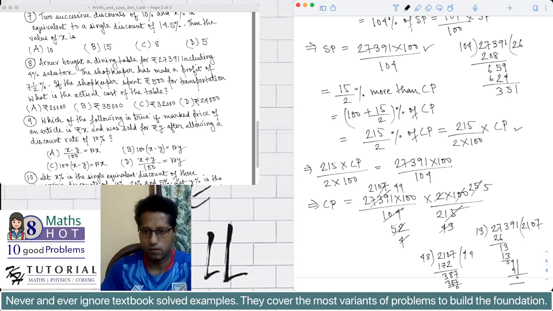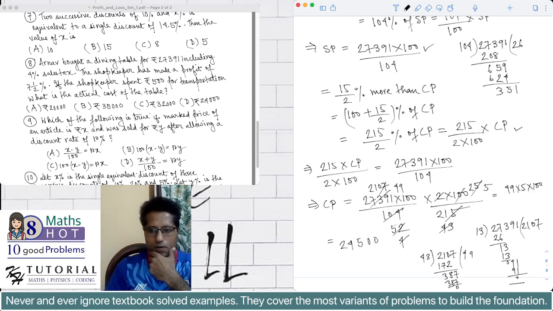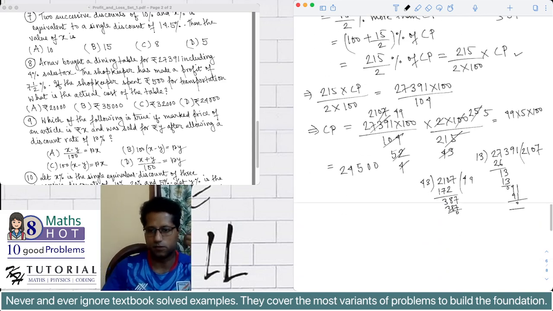So we have this equal to 49 multiplied by 5 multiplied by 100. What is 49 multiplied by 5? 245, and 0 0. This is the cost price. Now remember, this cost price includes the actual cost of the table plus the transportation cost.